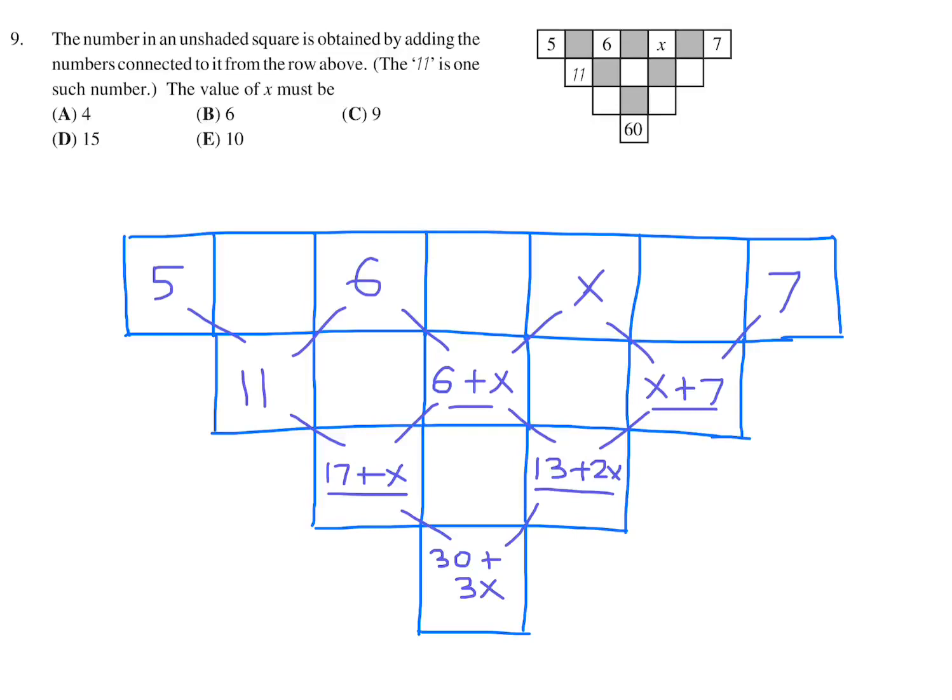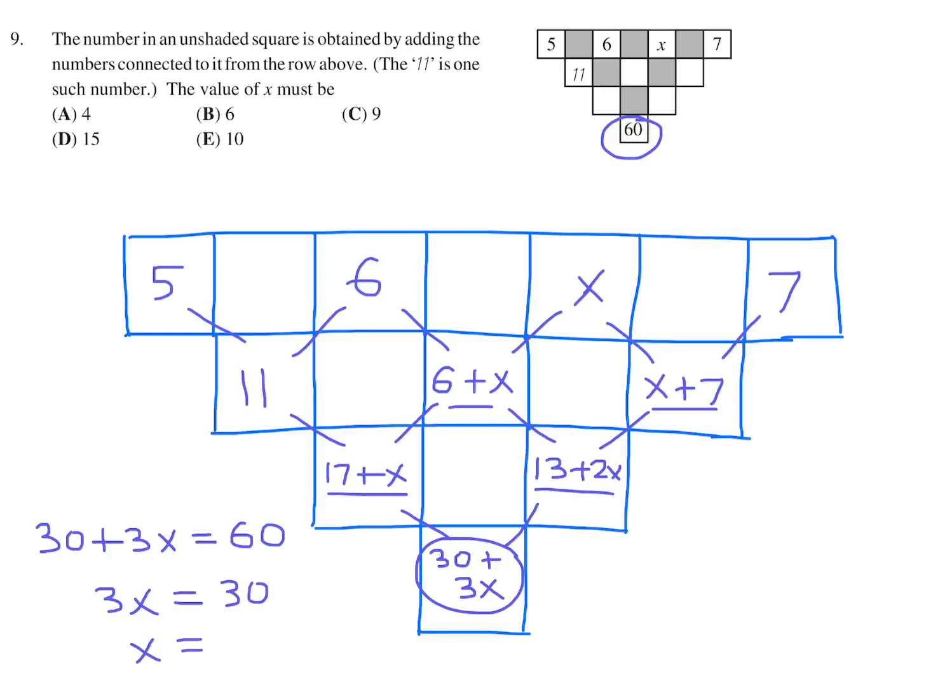All right? Now, they've told you this last box is equal to 60. So that means this last box, 30 plus 3x, is equal to 60. Okay? So that means that 3x is equal to 30, and therefore x is equal to 10. So the answer here is 9E.